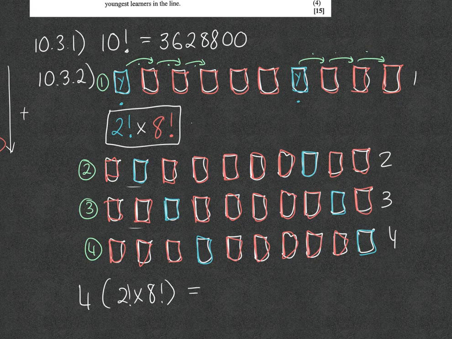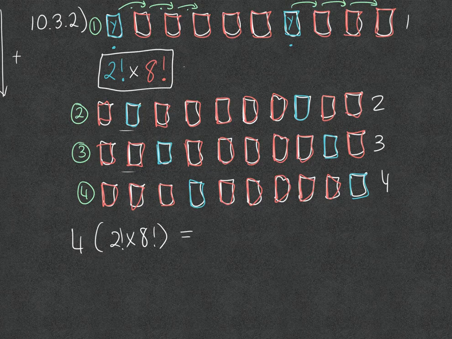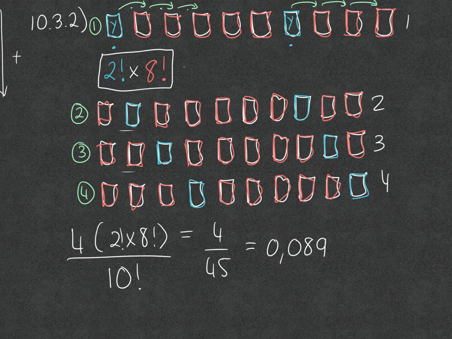And because they're asking for the probability, we are then going to put that over the total outcomes, which is 10 factorial. So your answer is going to be the fraction 4 times 2 factorial times 8 factorial, all over 10 factorial, and your probability is going to be 4 over 45, which is equal to 0,089 as a decimal. Normally they don't want the decimals, so let's leave that out and keep it as the fraction, and that would be your final answer.